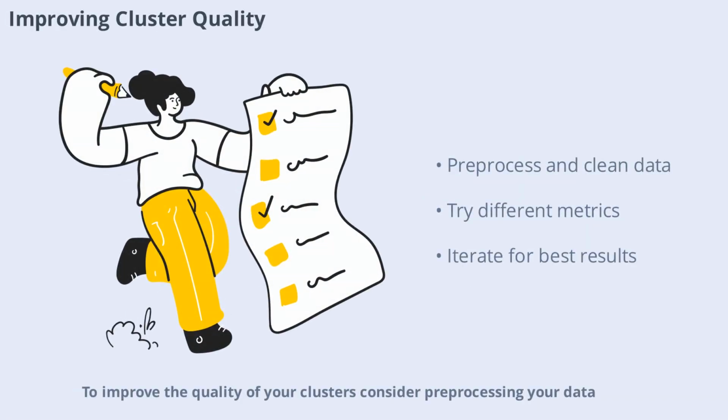To improve the quality of your clusters, consider pre-processing your data, removing noise, and experimenting with different distance metrics and linkage methods. Visualizing your results and evaluating them with metrics like silhouette score can guide you toward better clustering. Iterative refinement is key to getting the most meaningful groups from your data.